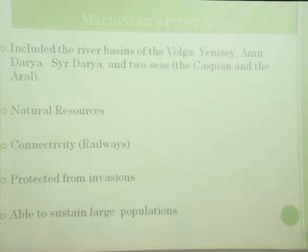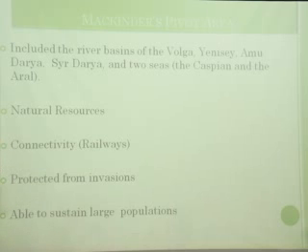That is, it had sufficient natural resources, and it also had sufficient connectivity, because the transcontinental railway was emerging at that time, and it was protected from invasions, because there was the ice on one side, and it was also landlocked on the other.